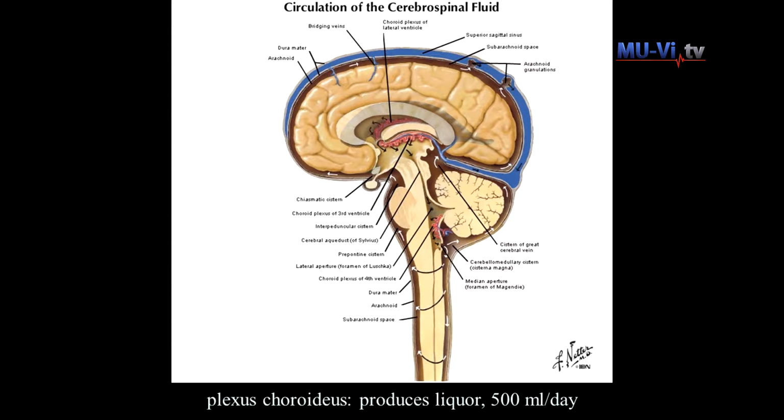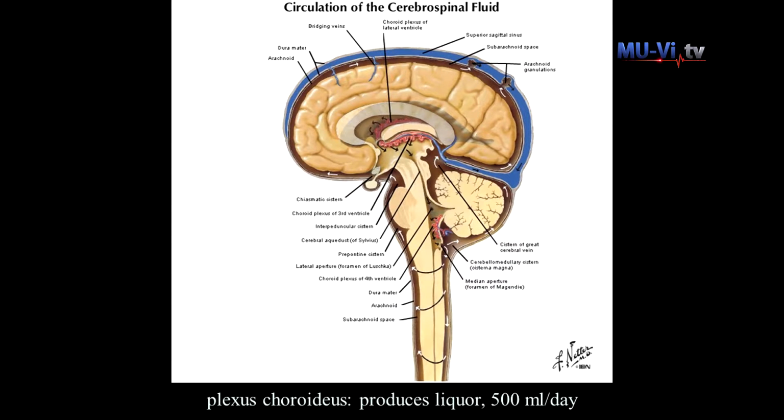So back to the liquor. I've shown you something about the resorption of the liquor, but of course it has to be produced as well. And it is produced inside the brain, inside the ventricles of the brain. We have 4 ventricles, 4 spaces inside the brain, and each of them contains a so-called plexus choroideus, a choroid plexus, and that's where the liquor is produced.